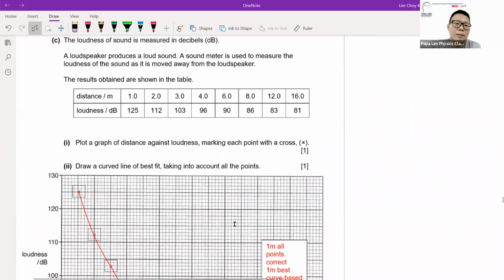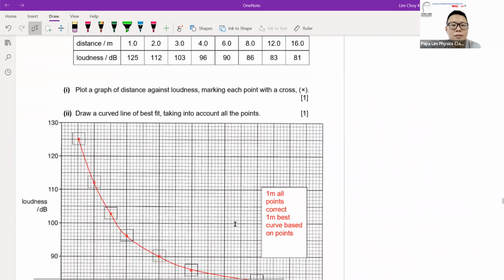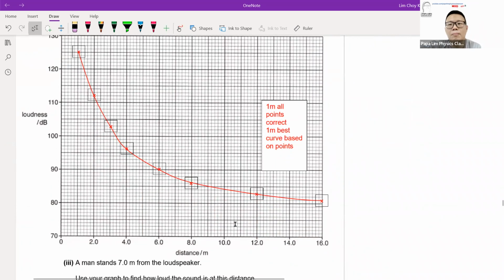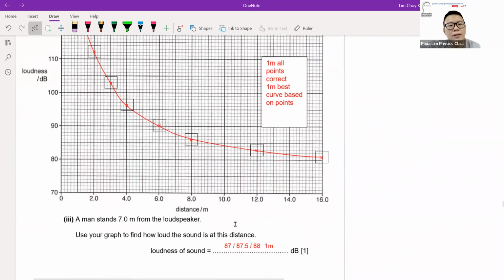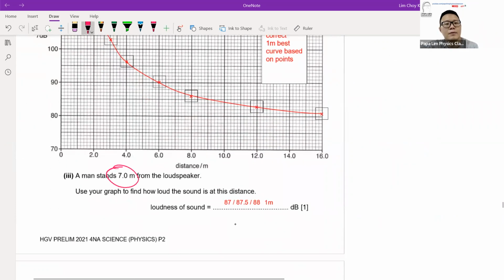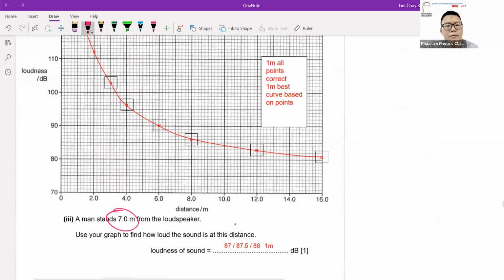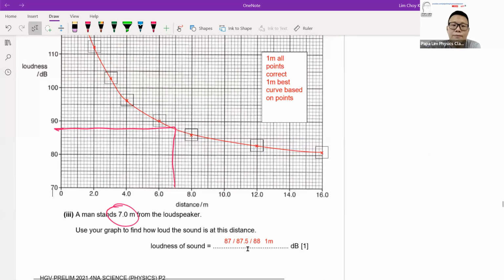Now, part C, plotting a graph is straightforward. The only thing to take note of is that it has to be a curve, because the points given form a curve. Then at 7 meters, it's straightforward to look at the graph. At 7 meters is here, and the answer will be somewhere here, which is 88, I think, if I'm not wrong. So it depends on your graph.